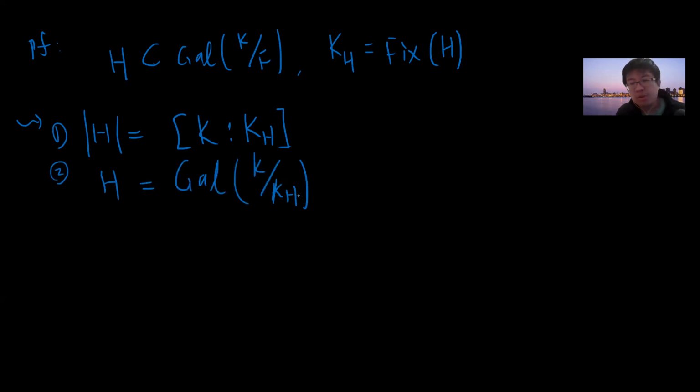Okay, so this is a one-to-one correspondence that I have. Because if you start from H, then you construct K_H, and after that you start from K_H and take its Galois construction, and you get the same thing. And yeah, this is the main theorem.